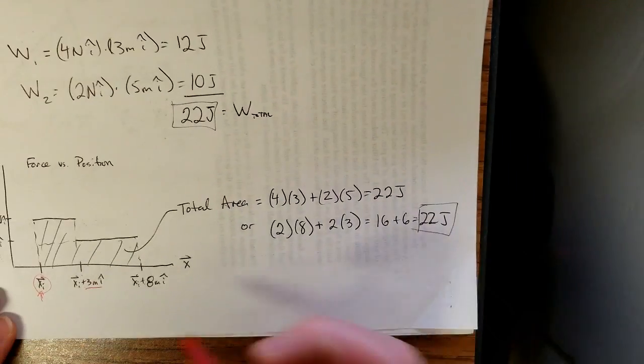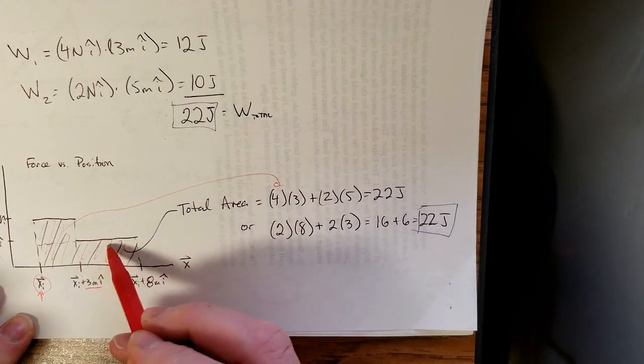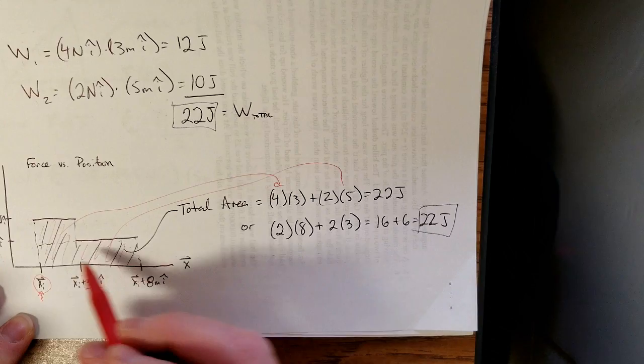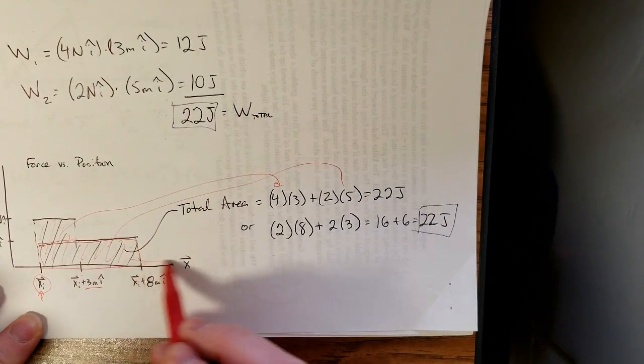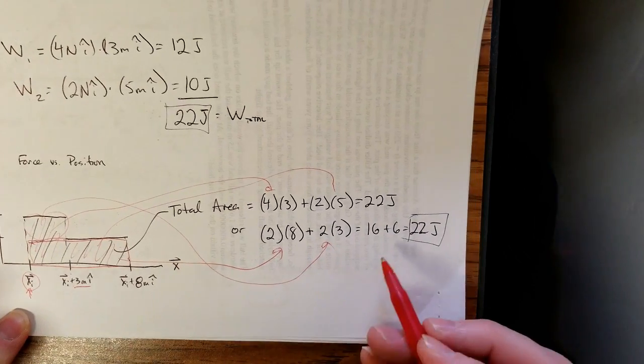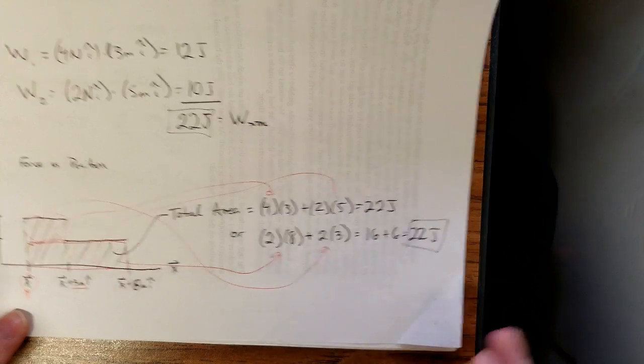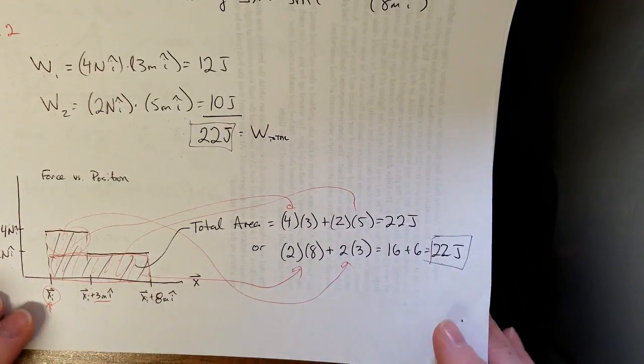If I look at the area, if I look at it from this and then this, then it's 4 times 3, and 2 times 5. Or I could look at it from this, and I get this, and then this little segment right here, and we end up with 22 joules still. Get the exact same answer. Doesn't really matter how you find the area, just as long as you do it correctly.